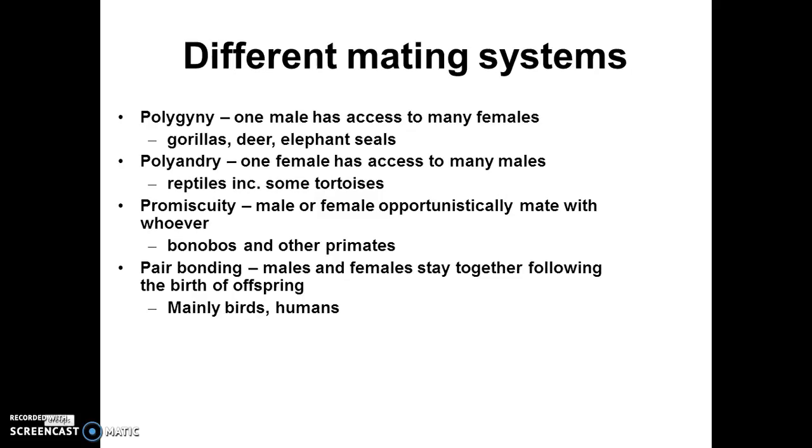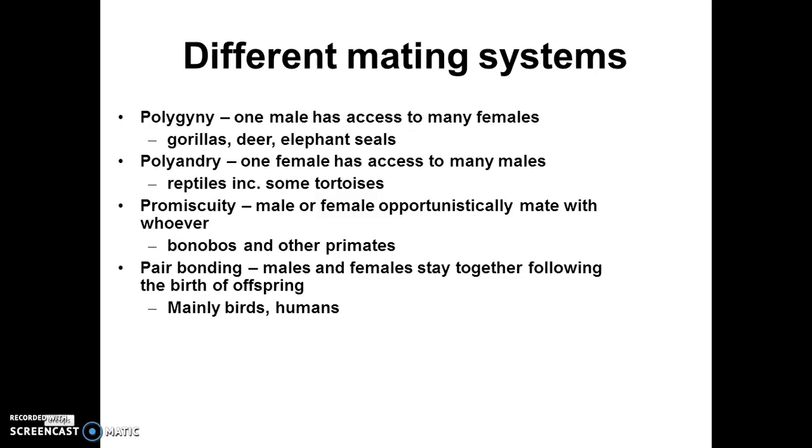So mammals are predominantly promiscuous. There's very little parental investment on the part of the father in the offspring for most mammal species, whereas in birds it's reversed. Now I've got humans down at the bottom here, but actually, if you look across human societies, all of these different strategies have been used and still are used.